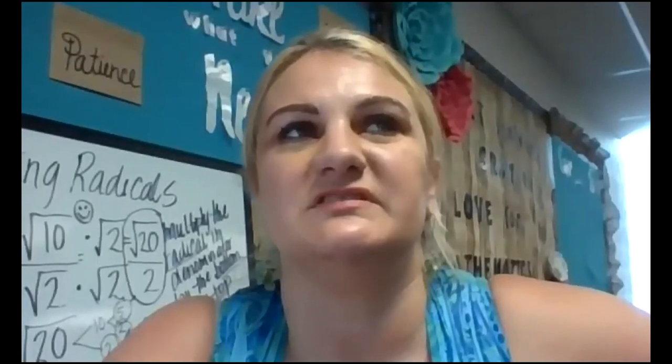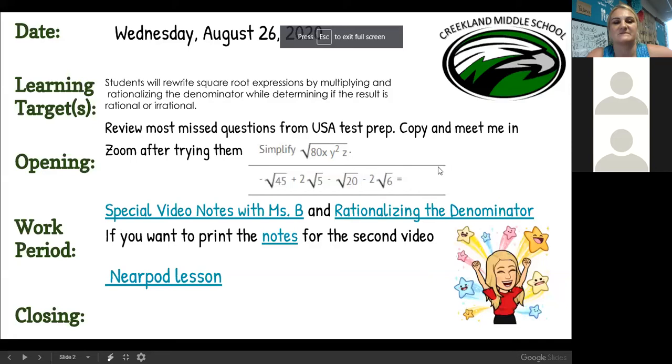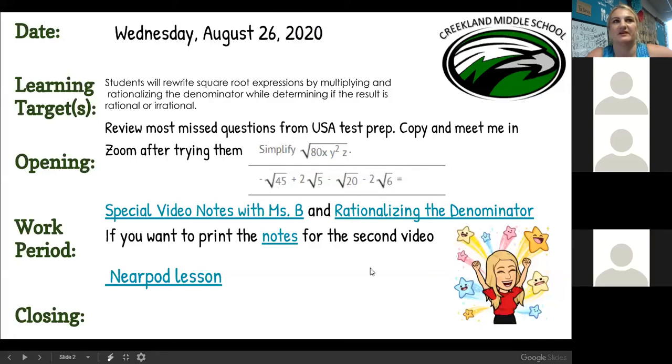Yes. Okay, so I want to show you something that I made for you, and it's kind of neat. Let's look at what Ms. Bolin made for you. Oh, here it is. Okay, can you guys see it? Do you see my agenda page? No. Not yet? Okay. Now do you see my agenda page? Yes, now I do. Okay, perfect.